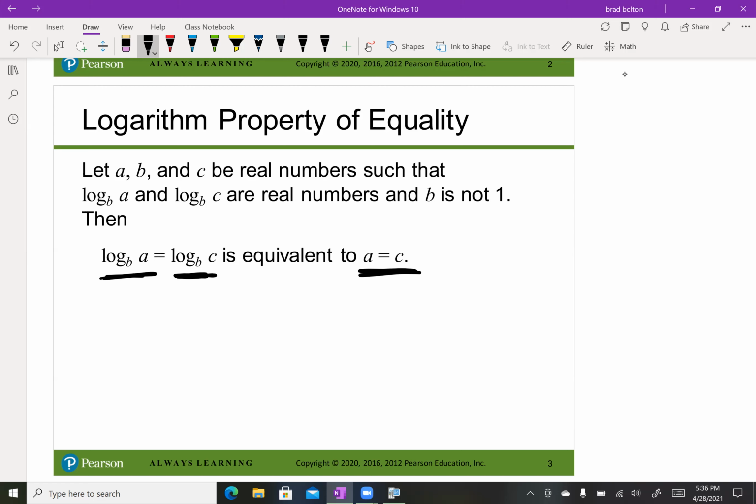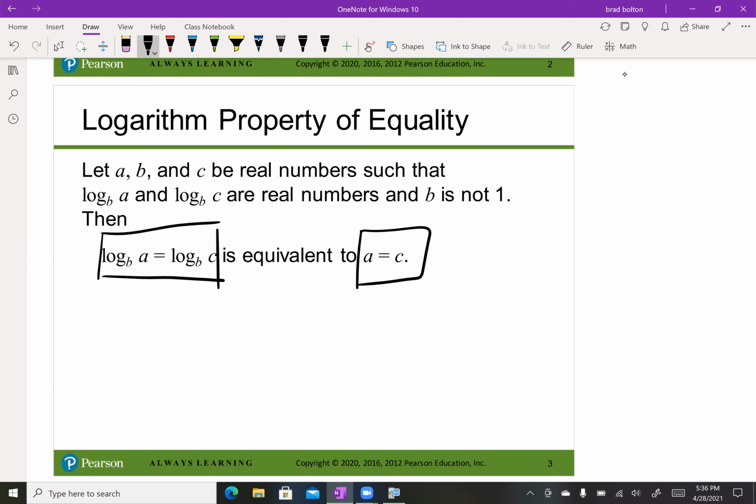So what this is saying is that if you have two logarithms with the same base and they are equal to each other, then their arguments must also be equal. So this A has to equal C, and that's what we say right here. Once again, you are assuming that this is a true statement, and if you are saying this is true, then this is also true.